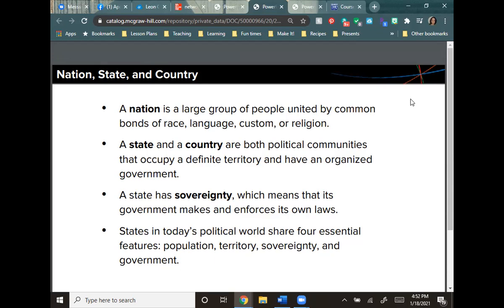So the differences between a nation, a state, and a country can be very minimal. A nation is a large group of people united by common bonds of race, language, custom, or religion. A state and a country are both political communities that occupy a definite territory and have an organized government. A state has sovereignty, which means that its government makes and enforces its own laws. States in today's political world share four essential features: population, territory, sovereignty, and government.